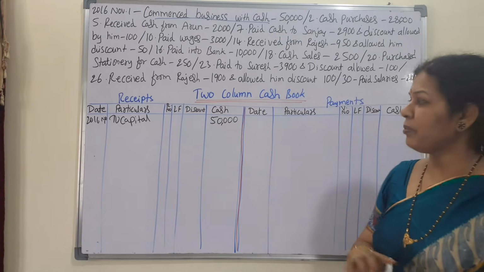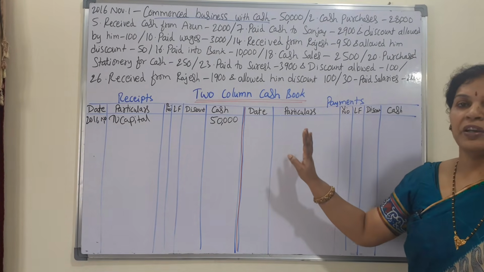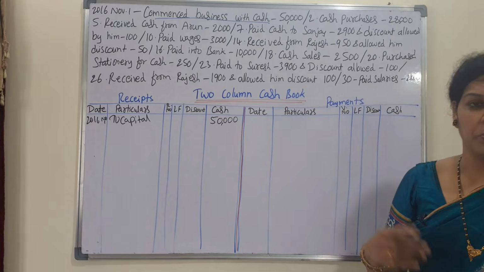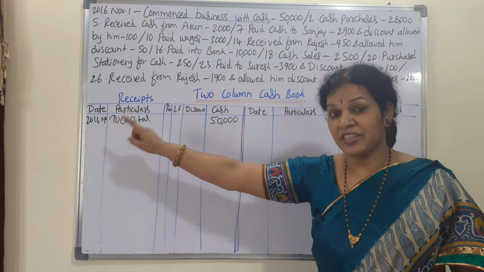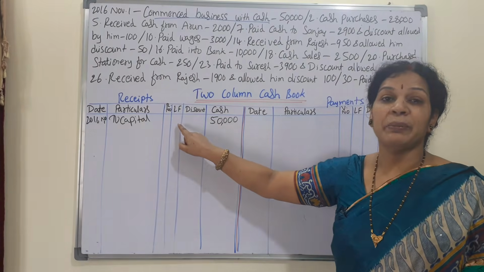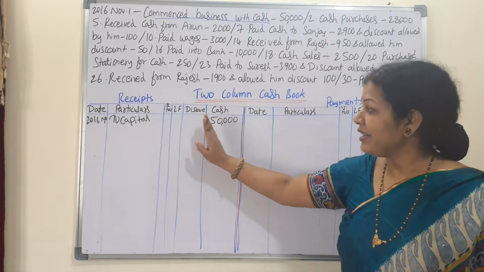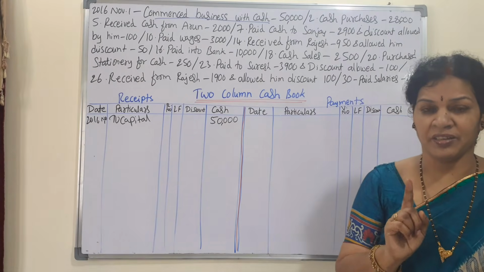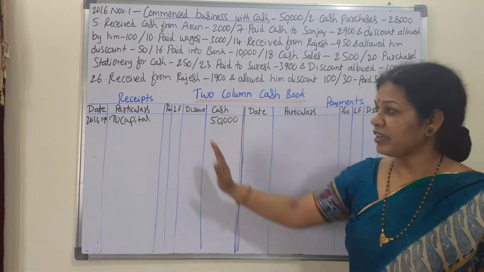Before going to that problem, let me tell you the pro forma or format of the double column cash book, or two column cash book. Both are the same. On the debit side we write date, particulars, receipt number, R number meaning receipt number, LF ledger folio, and discount column. This column we are providing extra. That is why it has become a double column cash book. And cash, it's on the debit side.